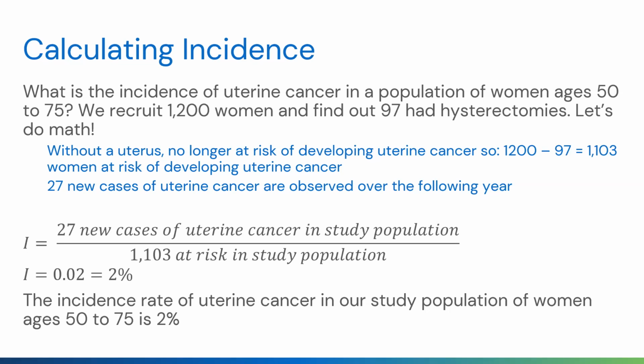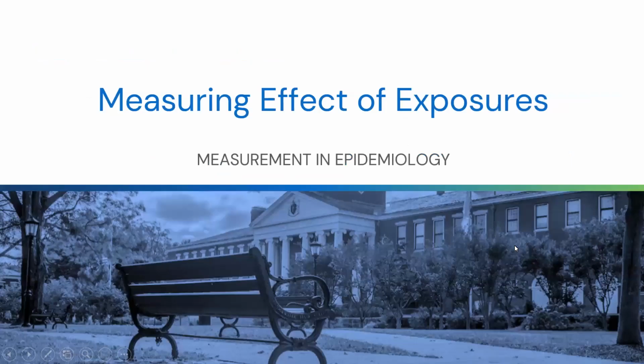So let's do math again. Without a uterus, they are no longer at risk of developing uterine cancer. So we've got 1,200 minus 97, that's 1,103 women at risk of developing uterine cancer. We have 27 new cases of uterine cancer that are observed over the years. So that means that our incidence is 27 over 1,103, and that equals 0.02. To get the percent, we multiply by 100. So that incidence is about 2%.